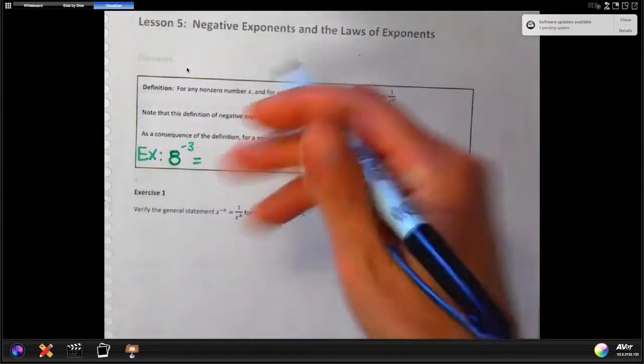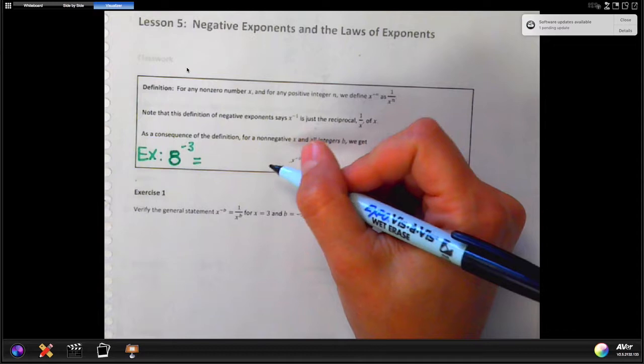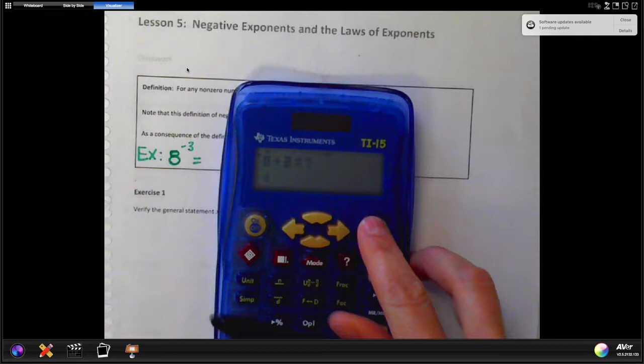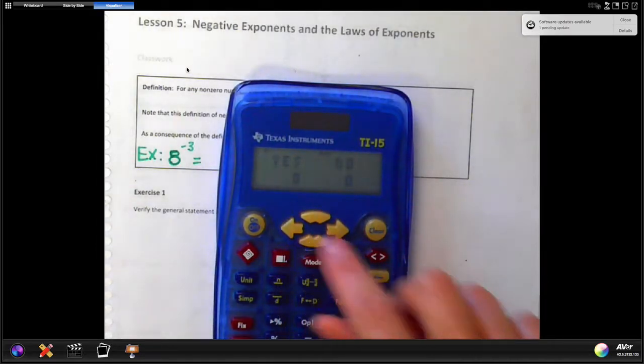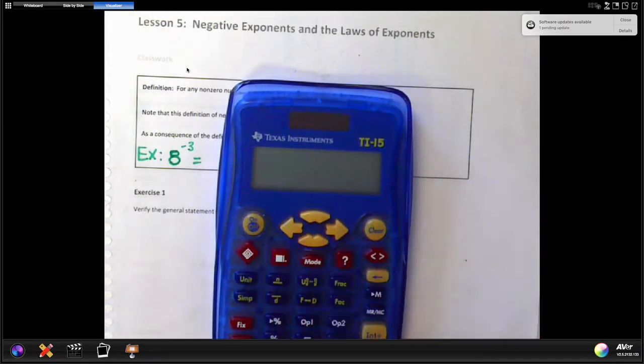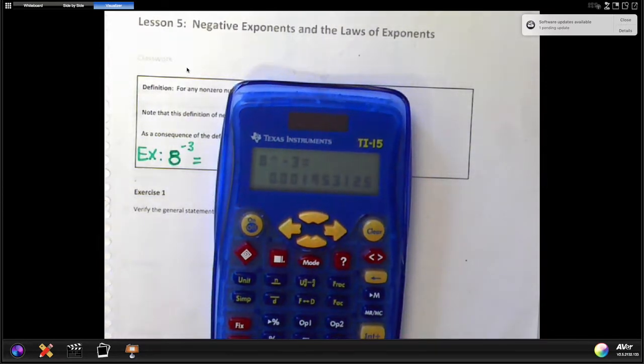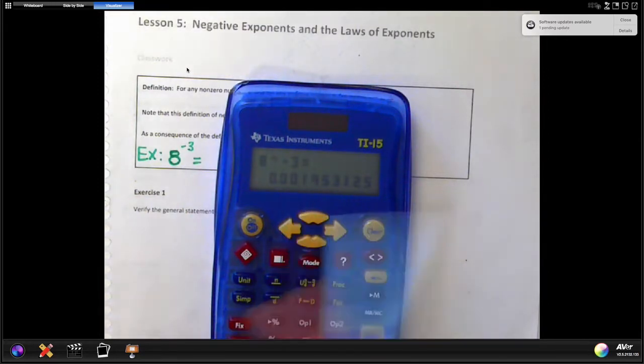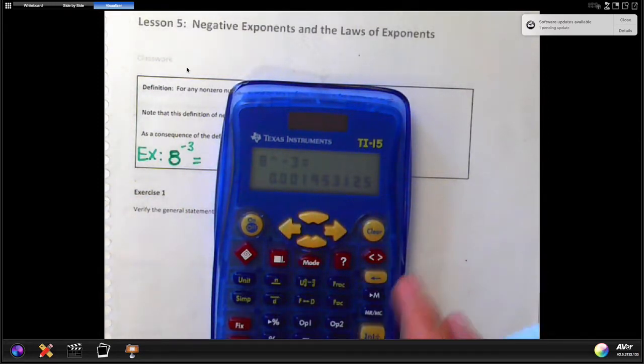What I want to show you first and foremost is that if you have a calculator and you type in 8 caret negative 3 equals, you get this decimal: 0.001953125. The first thing I want to point out is that a negative exponent doesn't necessarily mean a negative number. It means a really small number. But the decimal version is not what we're going for today.